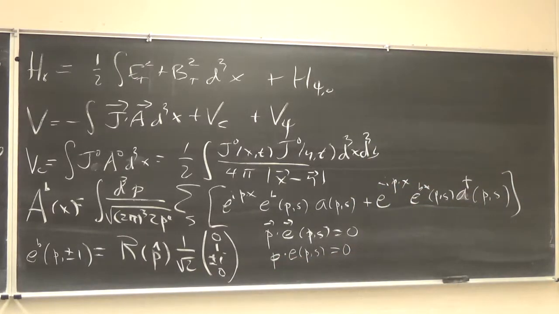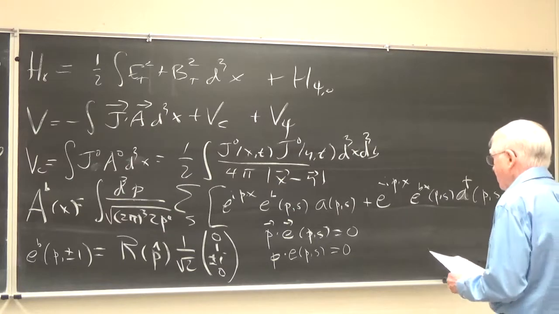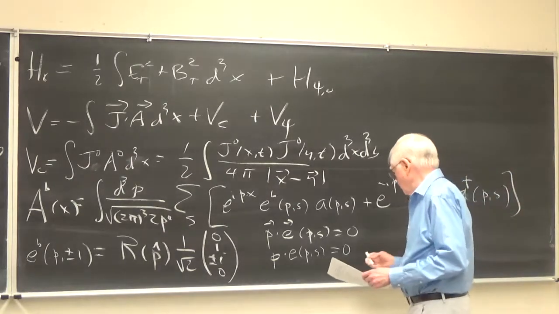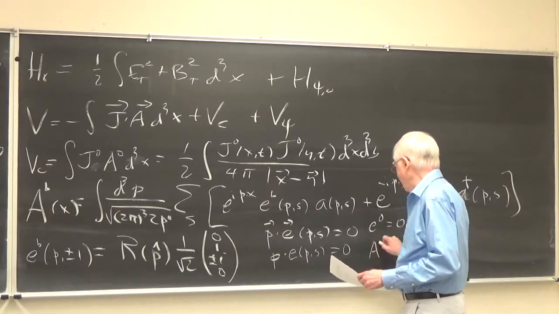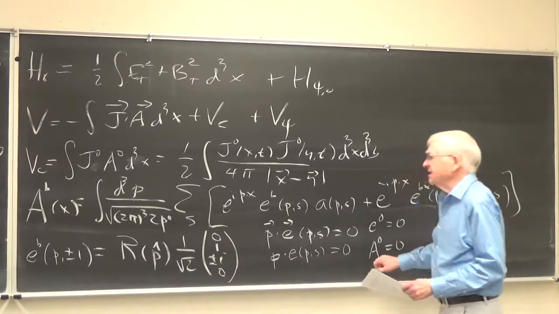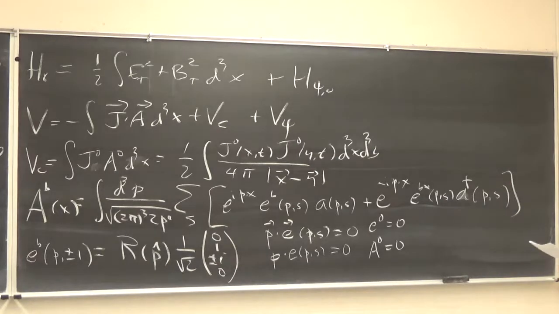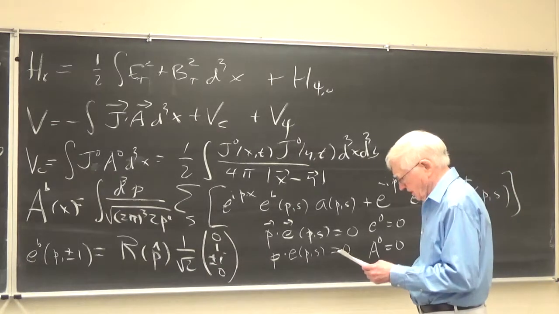Okay, I think these are the preliminaries. So just one more time, E0 is equal to 0, and that means that A0 is equal to 0. This is again because we're doing things in the Coulomb gauge.